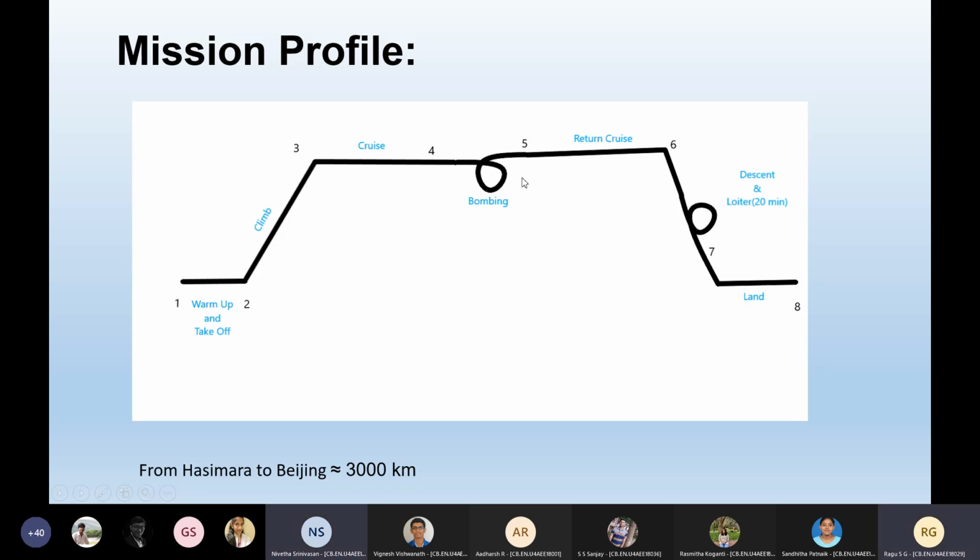So the bombing itself won't consume any fuel, right? Bombing itself, yeah, the loiter consumes fuel. Bombing itself is not consuming fuel the moment you drop the bomb. Yeah, right. It won't consume it.